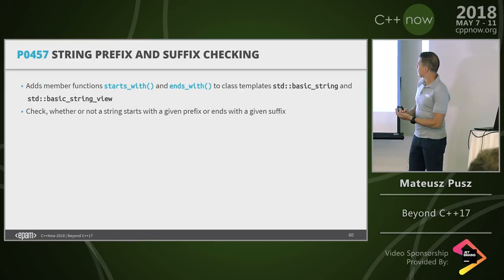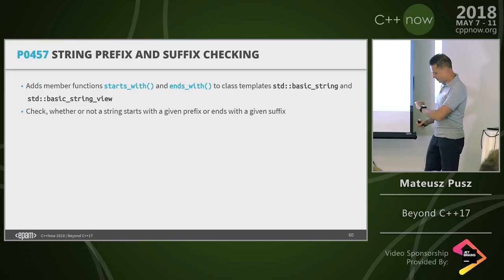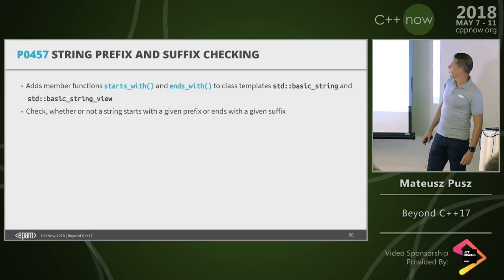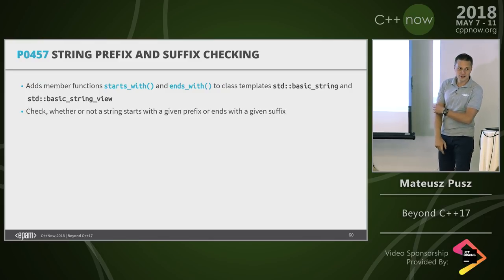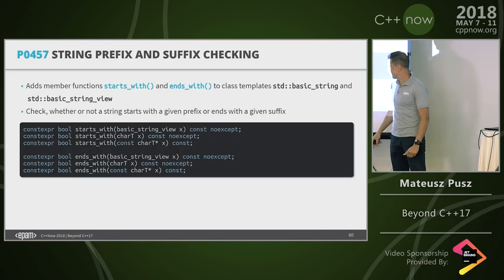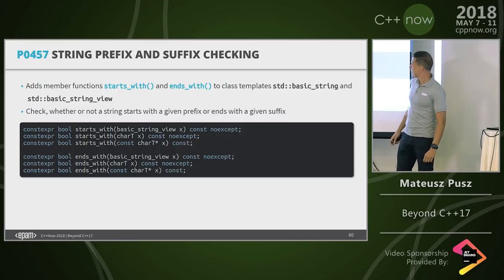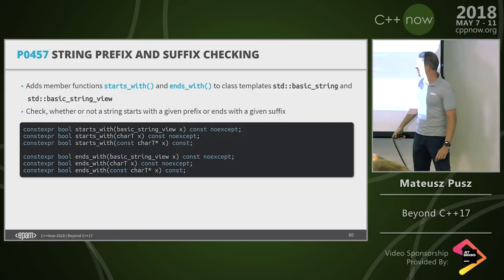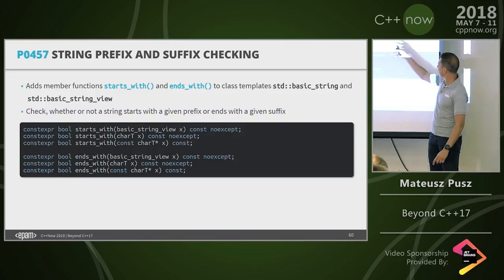Okay, let's continue, because we are tight on time right now. String was extended with even more member functions. Right now we have many more than 100 already there. We have starts_with and ends_with for those three types. This is for string and string_view.